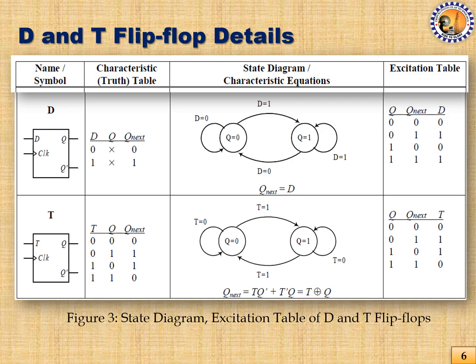It will make transition from 0 to 1 when T is equal to 1. It will make transition from 1 to 0 when T equal to 1. That means this is the transition it is referring to. And when it is 1 1, that means present state is 1, next state is 1, so under that condition, T is equal to 0. So these are the details of the T flip-flop and D flip-flop, along with SR and JK flip-flop that we have covered.